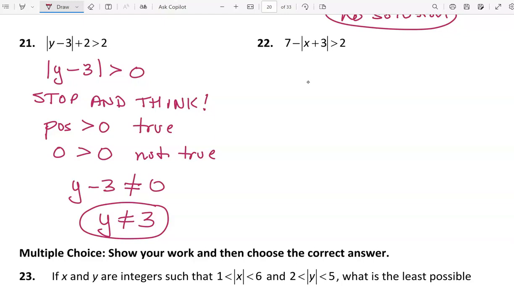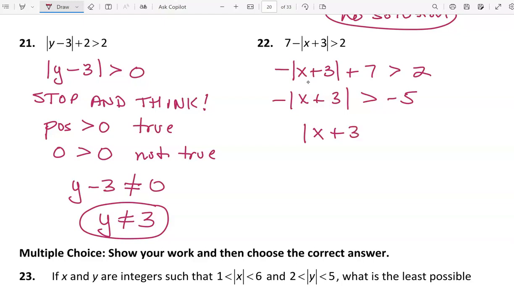If you like, in number 22, we can rearrange the order of the terms. So we have a negative absolute value plus 7 is greater than 2. And then we're going to subtract 7 from both sides. 2 minus 7 is negative 5. Now we're going to divide through by negative 1 to undo that negative sign in front of the absolute value. When we divide through by negative 1, the inequality switches directions.